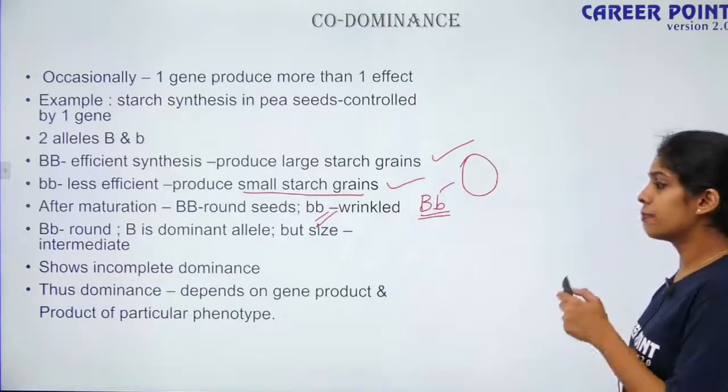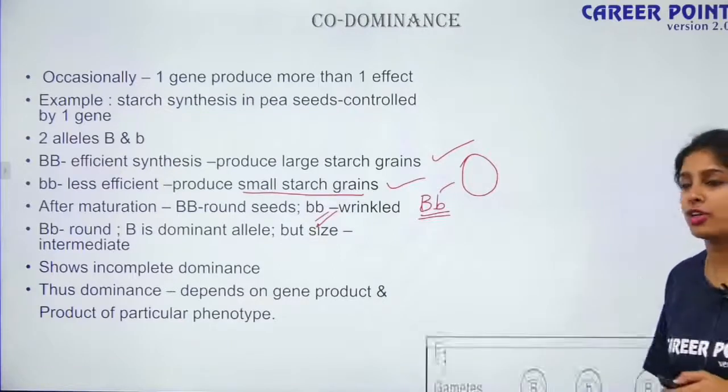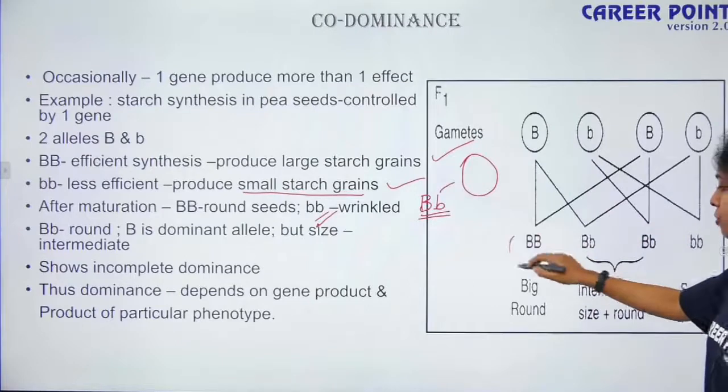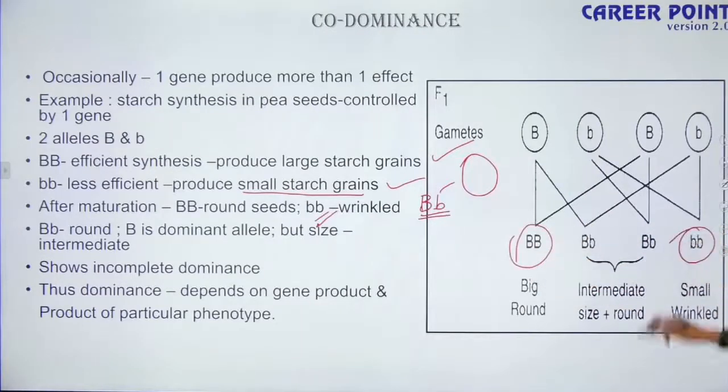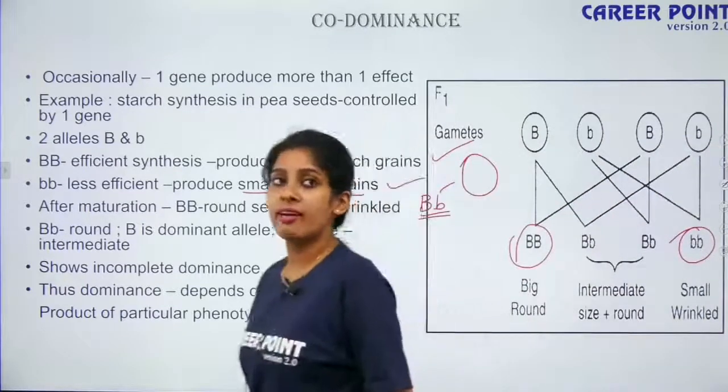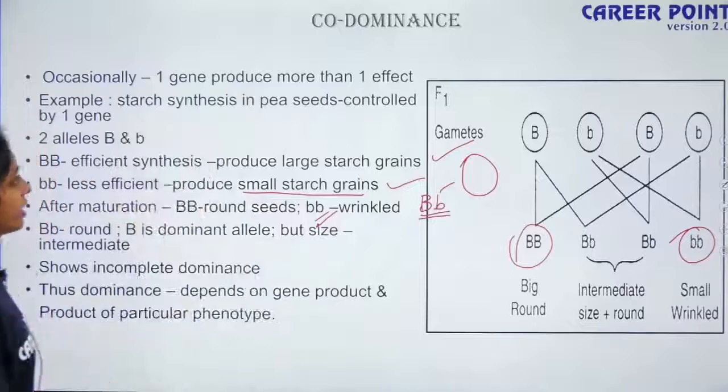Thus, dominance depends on the gene product and the product of a particular phenotype. So if you look here, initially it produces big granules and then small granules. But after maturation, it produces what is called the intermediate size. So one gene can affect more than one character.